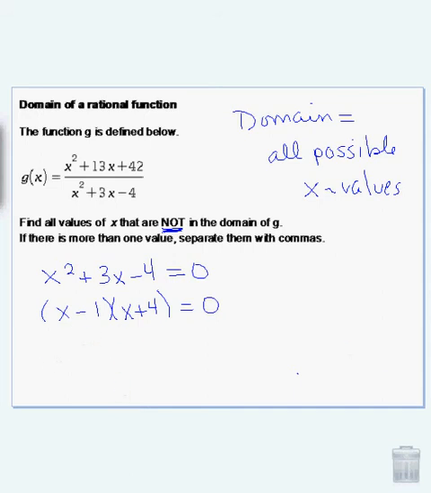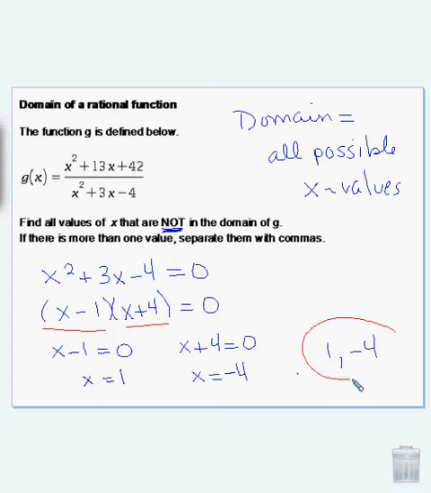Now I'm going to take each of these factors, and using our zero product property, I set each one individually equal to 0. That gives me x equals 1 and x equals -4. So 1 and -4 cannot be in our domain.